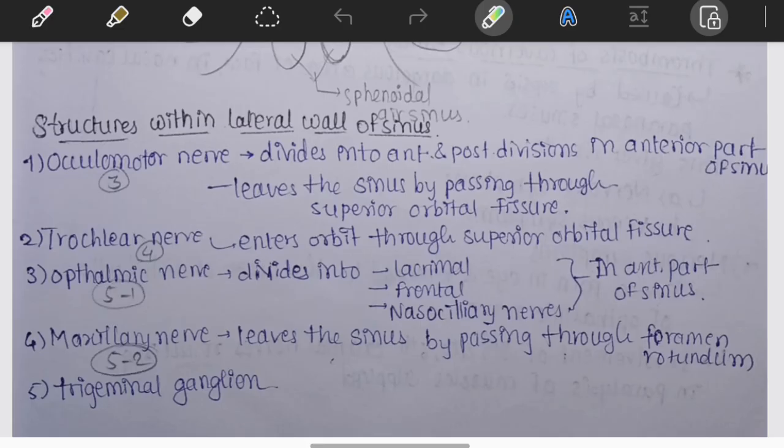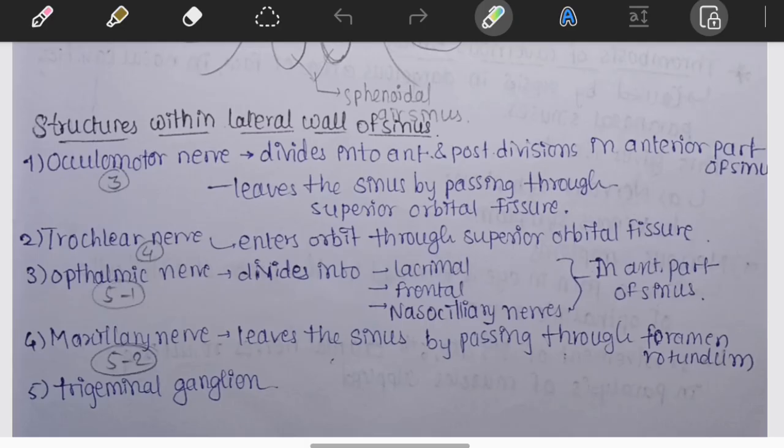Here is one memory trick from above to downward: 3, 4, 1, 2 means cranial nerve third, cranial nerve fourth, and the first branch of the fifth nerve and the second branch of the fifth nerve. Very easy. 3, 4, 1, 2. These are branches of 5. 3, 4, 5, 3, 4, 1, 2.